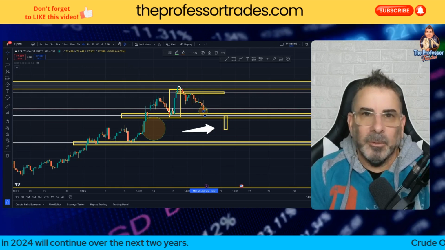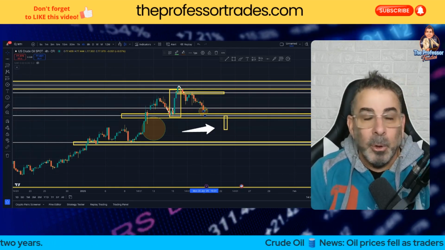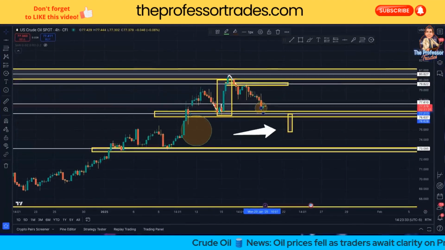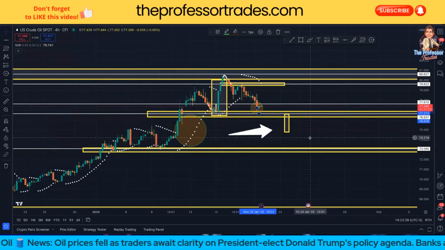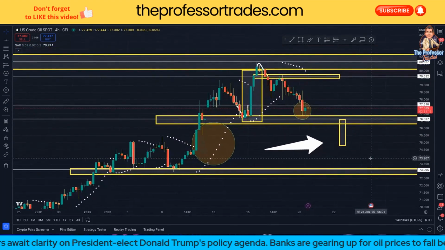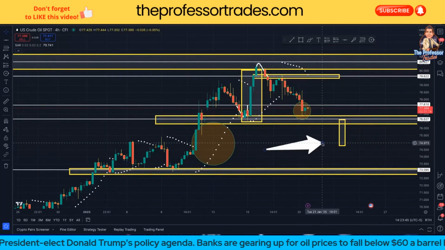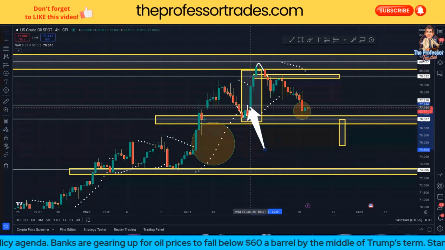If you need some stuff just to guide you, like a 50 MA or 200 MA, or something that I believe very strongly in, for example, the parabolic SAR, then add that to your chart. And this will then validate your position. So we have a strategy in our group that we use the parabolic SAR. And as you can see right here, the parabolic SAR validated the break of structure.